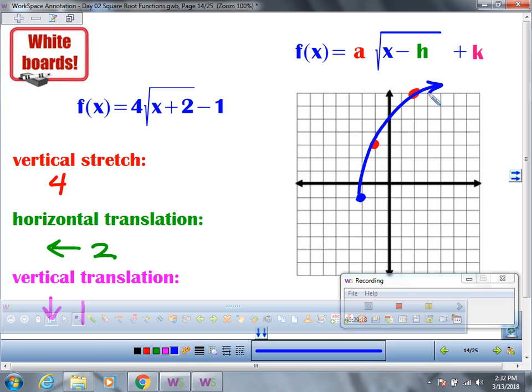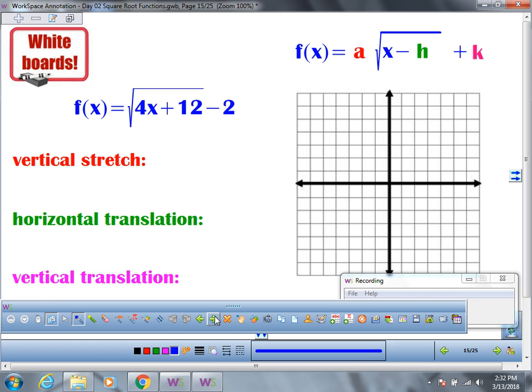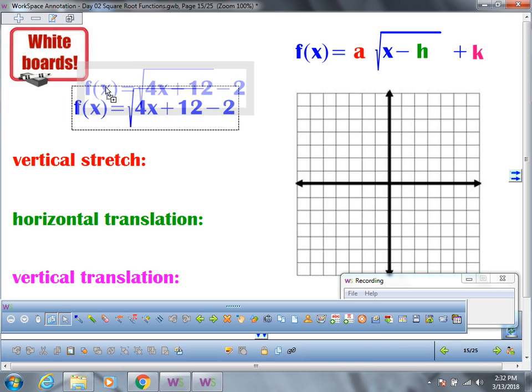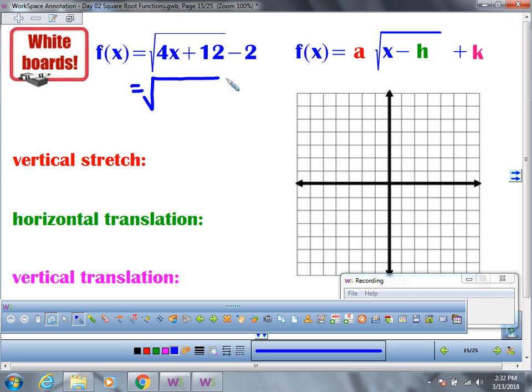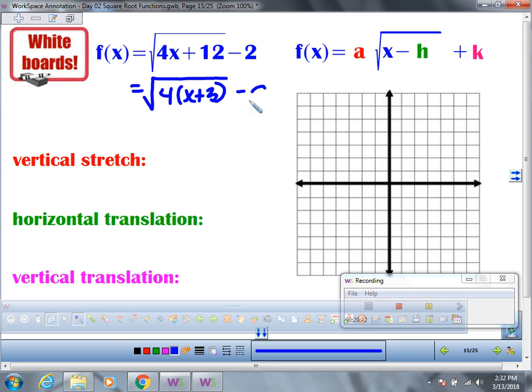One more thing I want to show you. Something like this is the hardest you're going to get. What do you notice about that? I can take a 4 out of there, right? I can pull out a 4 and I have x plus 3. Well, guess what? That quantity means I could take that 4 out, right? Because the square root of 4 is 2. I can simplify it.